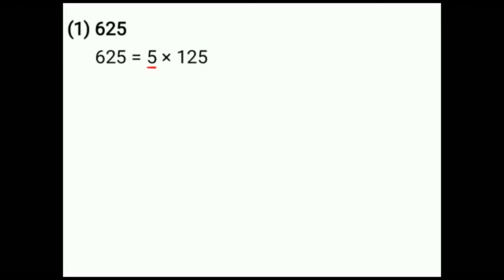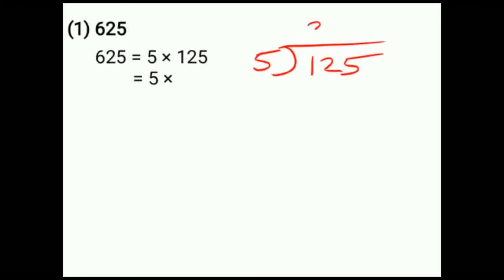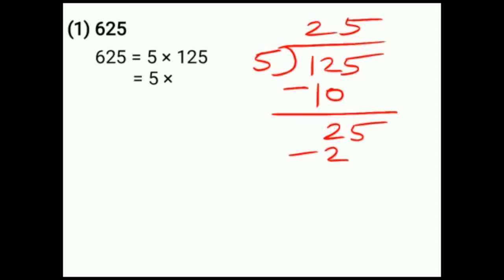Now this 5 you have to write as it is for the next step, and again you have to divide 125 by 5. Five twos are 10. 2 minus 0 is 2. 5 fives are 25. That is 5 into 25.